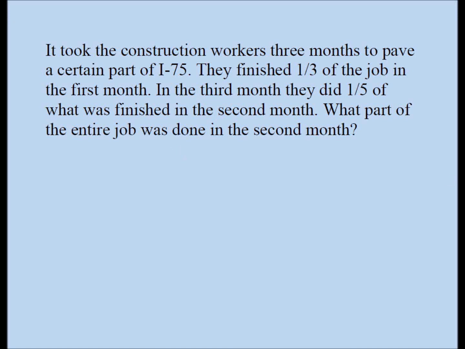It took the construction workers 3 months to pave a certain part of I-75. They finished 1/3 of the job in the first month. In the third month, they did 1/5 of what was finished in the second month. What part of the entire job was done in the second month?